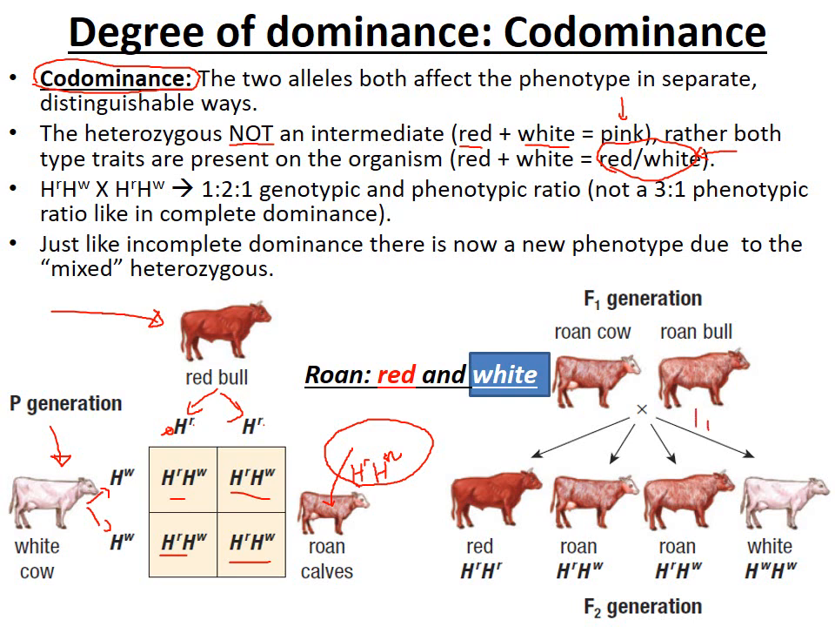You'd get 1 red to 2 roan. Roan essentially means red and white. So I'm just going to call that R/W, and 1 white. So it's very similar to the 1-to-1 phenotypic ratio that you got in the incomplete dominance. It's just that rather than being an intermediate between the two, you actually see both expressed within the heterozygous individual.